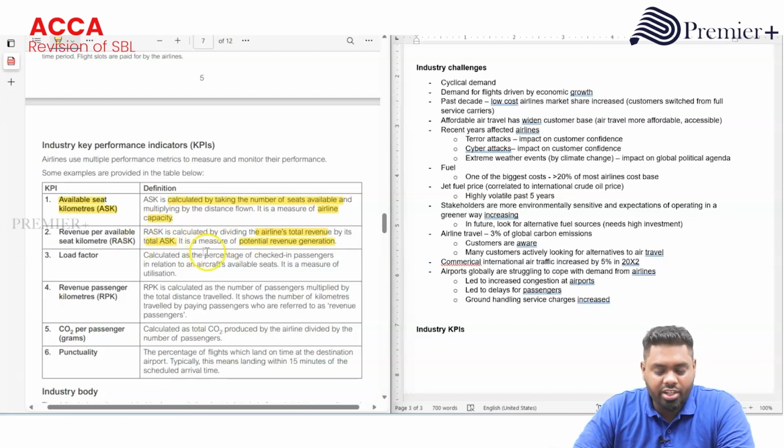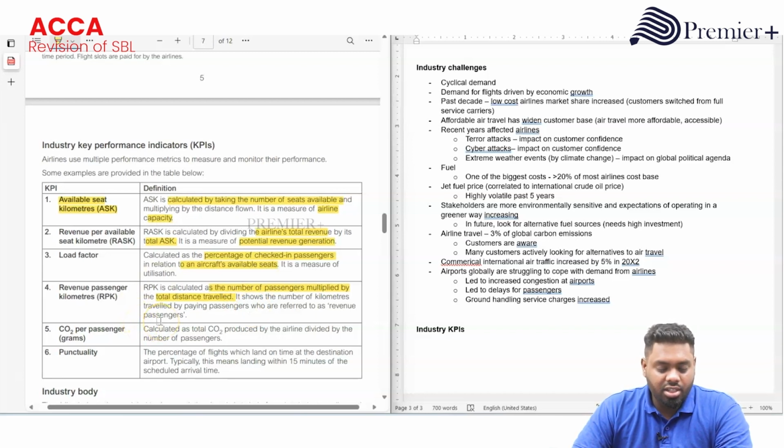Next, load factor, calculated as the percentage of checked-in passengers in relation to an aircraft's available seats to identify the utilization capacity. Okay, obviously it cannot exceed 100%, seats are limited, but also we have employees of the airlines. However, to understand the load factor of passengers alone, it is the percentage of checked-in passengers in relation to aircraft available seats. Revenue passenger kilometers is calculated as the number of passengers multiplied by the total distance traveled. It shows the number of kilometers traveled by paying passengers, who are referred to as revenue passengers.